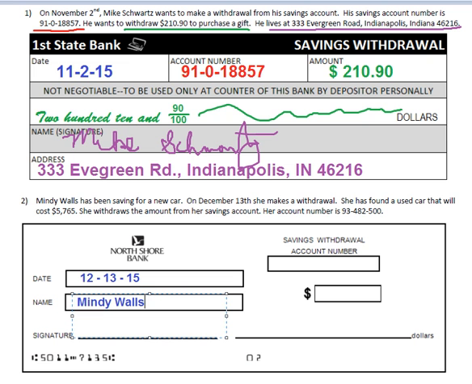Type in Mindy's name. We write in her account number. And then last but not least, right there in that box, we write in the dollar amount. And I've got to put the zeros down because there's 0 coins. We then have Mindy sign her name. Once again, I'm going to be a little bit sloppy.